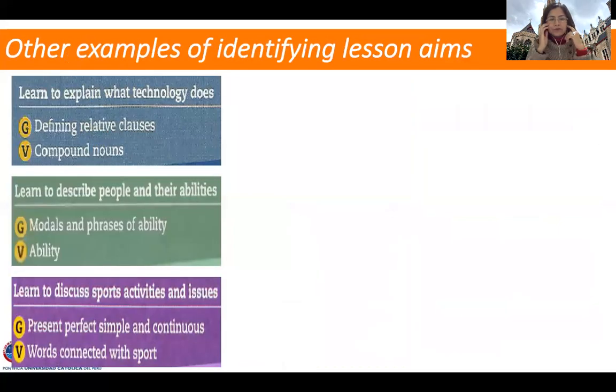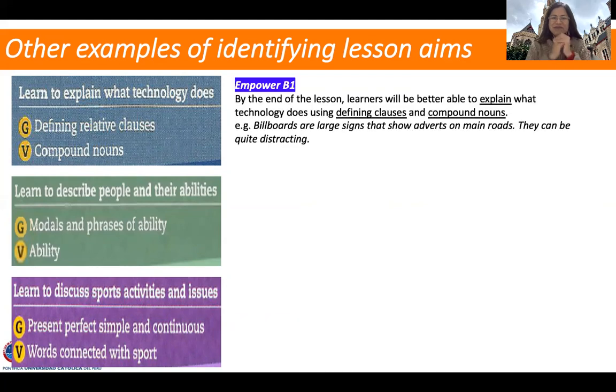So then, let's check more examples of lesson aims. Let's identify some specific aims that we can come up with out of what is stated in the book. Okay, take a look at this. Start remembering which course, which book they belong to. Okay, let's take a look at the first.